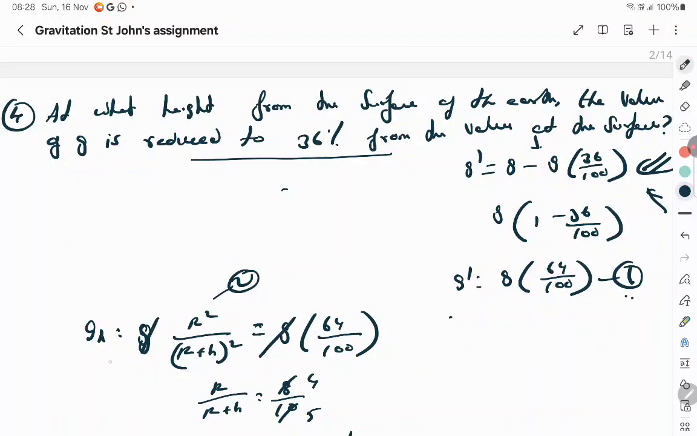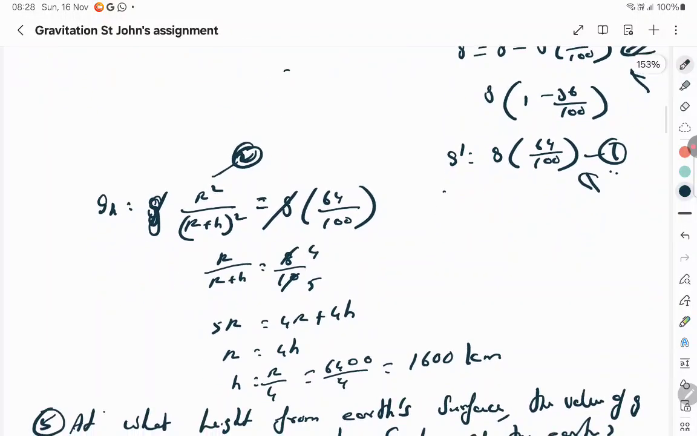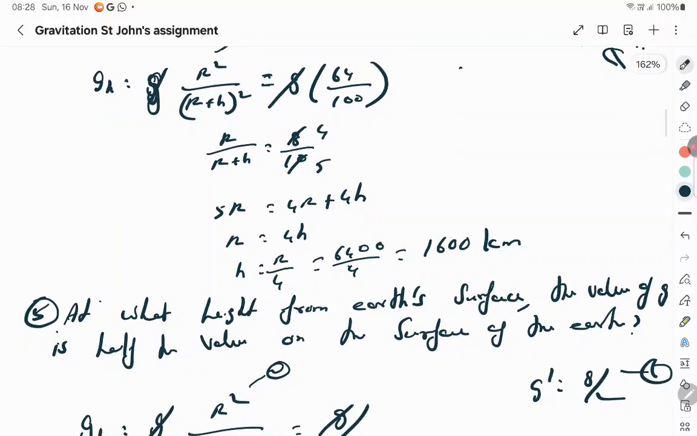So the gravity at a particular height, the formula is g into R square by (R plus h) the whole square. And that's equated to this. That's the formula. Equate that to the g dash that you calculated, so you can find the height. So let's go to the next question.